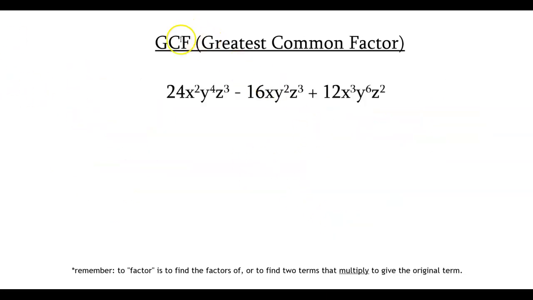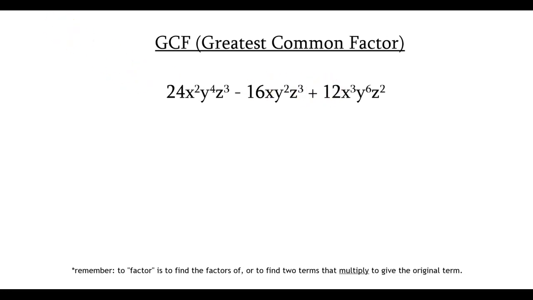Let's try to use our skills to figure out the greatest common factor between these 3 terms, and then we're going to factor it using that greatest common factor. So 24x to the 2nd power, y to the 4th power, z to the 3rd power, etc. Let's look at the numbers first. 24, 16, and 12. Think of the number that goes into 24, 16, and 12 evenly, the largest number that does so. Can you figure it out?